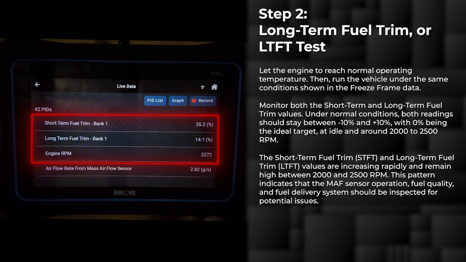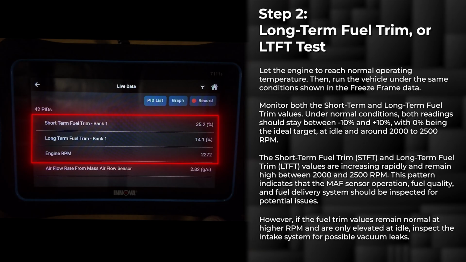If the short-term fuel trim and long-term fuel trim values are increasing rapidly and remain high between 2,000 and 2,500 revolutions per minute, this pattern indicates that the MAF sensor operation, fuel quality, and fuel delivery system should be inspected for potential issues. However, if the fuel trim values remain normal at higher RPM and are only elevated at idle, inspect the intake system for possible vacuum leaks.